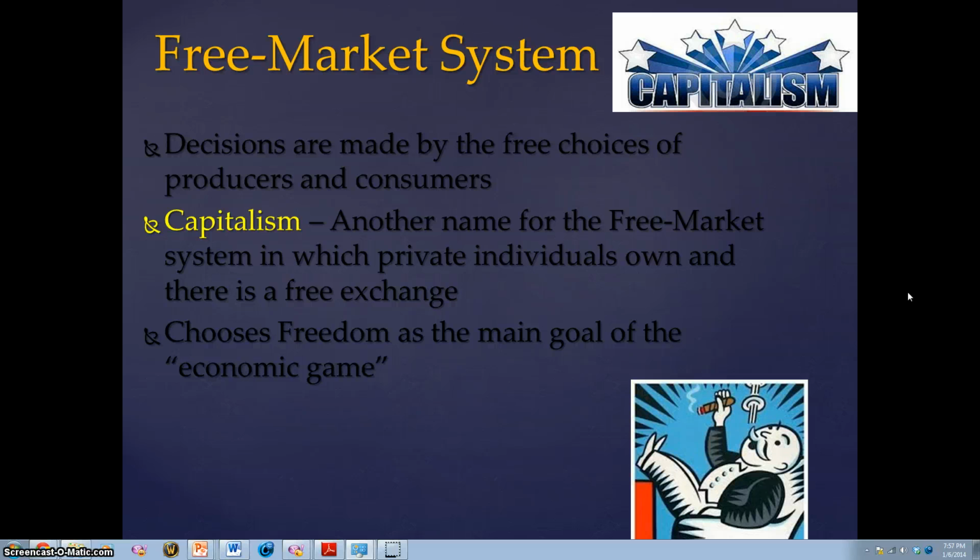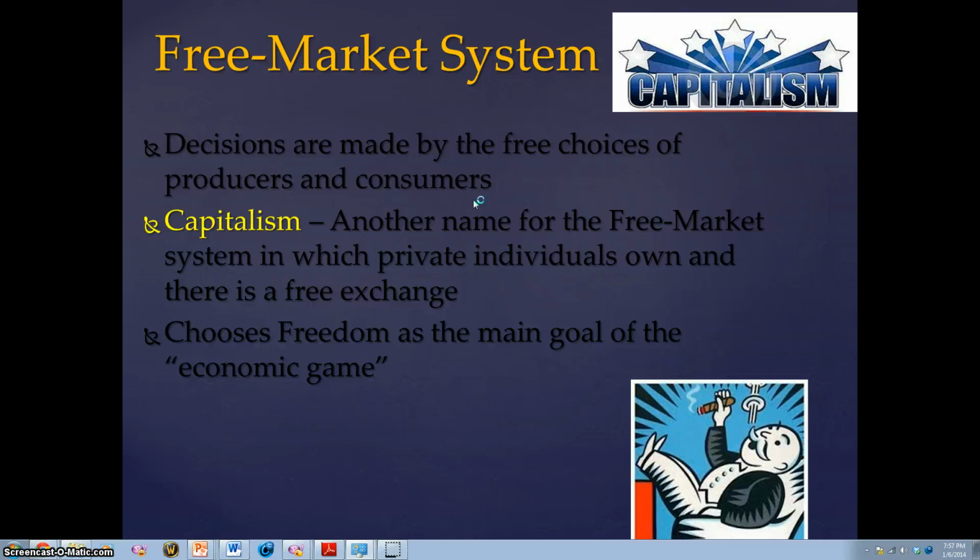Alright, so we're going to talk about the free market system today. The free market system is one of the economic systems that a government can run. Inside of a free market system, the decisions are made by the free choices of producers and consumers.